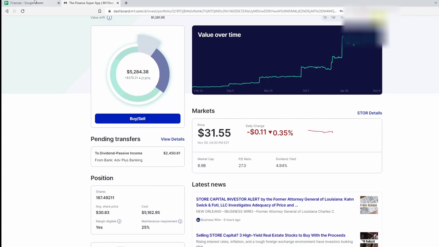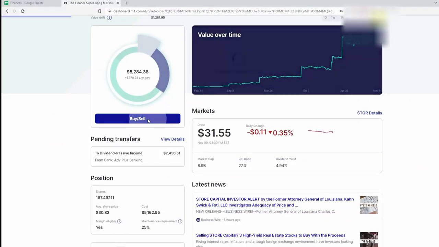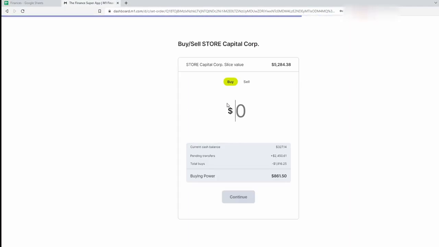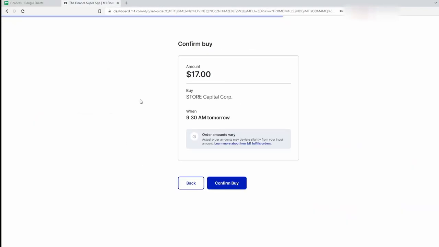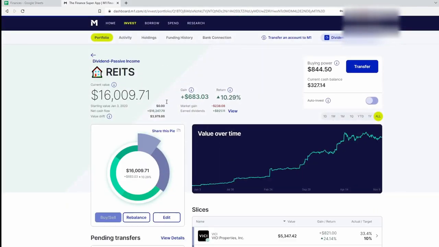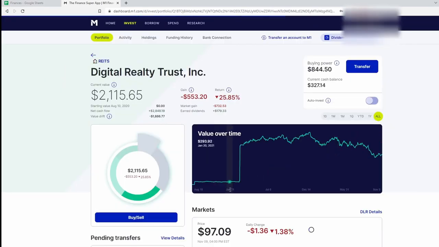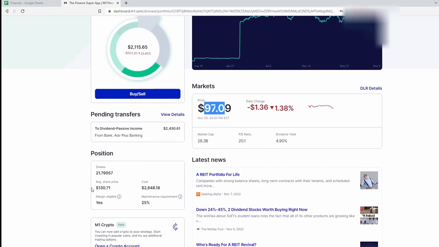Take a look at this, $30.83 is my average share price. So let's come over here, and for Store Capital, we gotta put in $17, okay? Let's make sure that that's correct, $17, let's confirm, very, very nice, and we're done with that. Next, we got DLR. I am very happy I'm buying DLR at this current price, guys, because my average is $130. So it's going to be really, really nice.